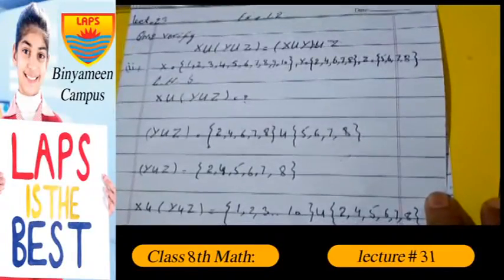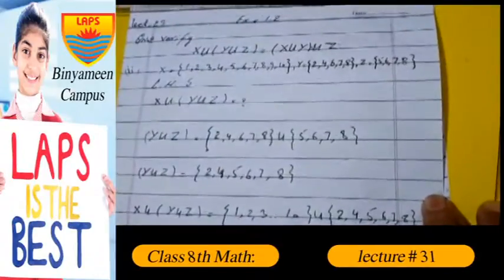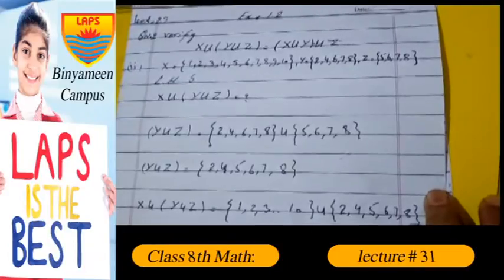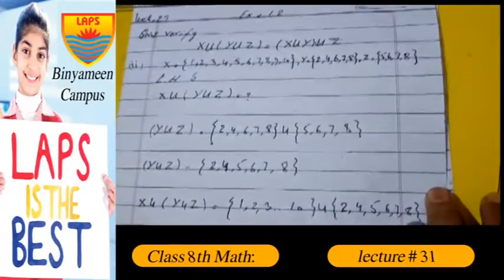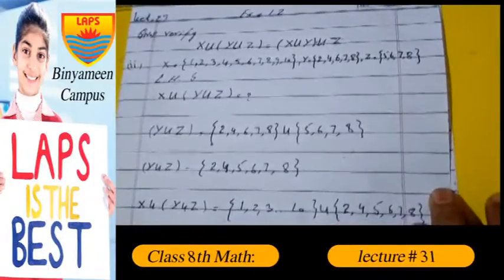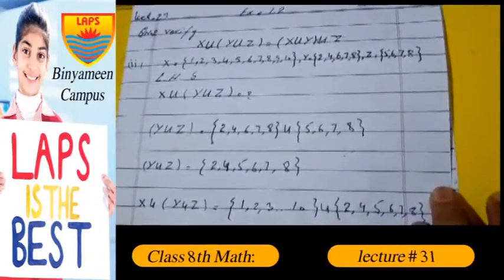Verify X union (Y union Z) is equal to (X union Y) union Z. First we find the left hand side, X union (Y union Z).